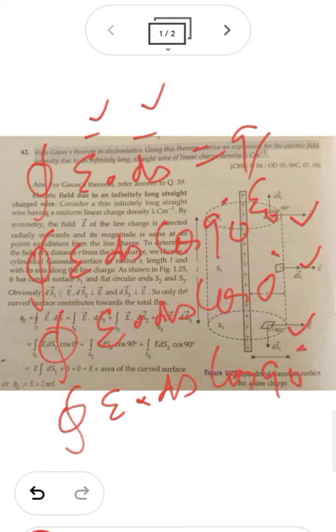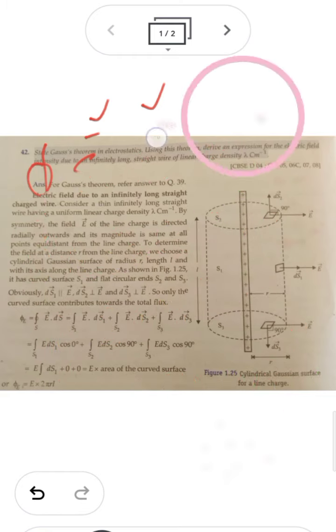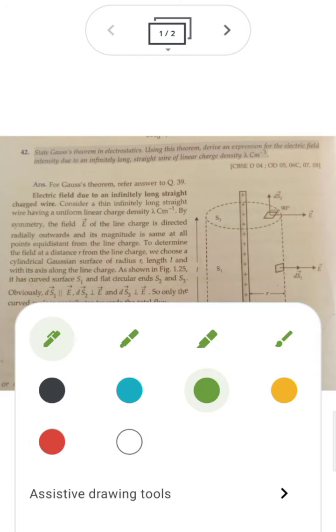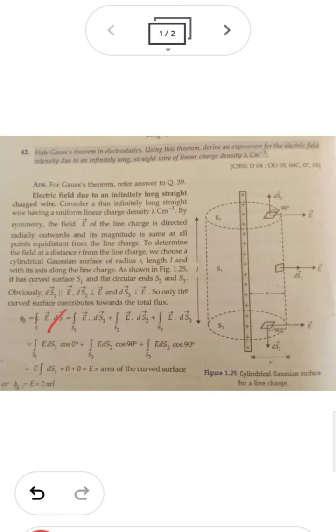So you can see that the three angles we have put are: the first one as 90, the second one as 0, and the third one as 90. So the first one is 90, the second one is 0, and the third one again is 90. This is written as E dot ds of the first one, E dot ds of the second one, E dot ds of the third one. In the first one the angle is 0 degrees, so E dot ds of cos 0. Over here E dot ds of cos 90, and over here again E dot ds of cos 90.